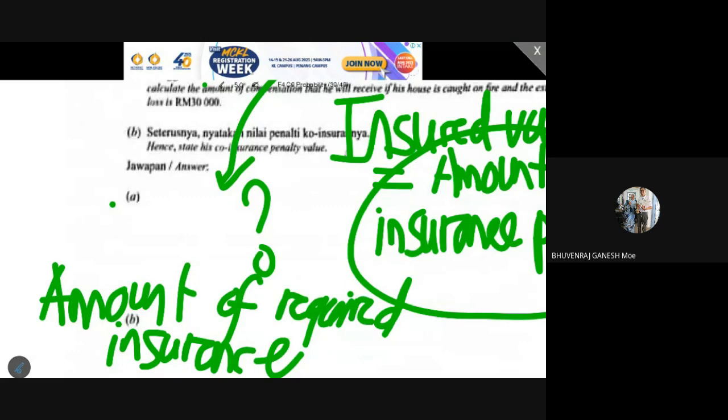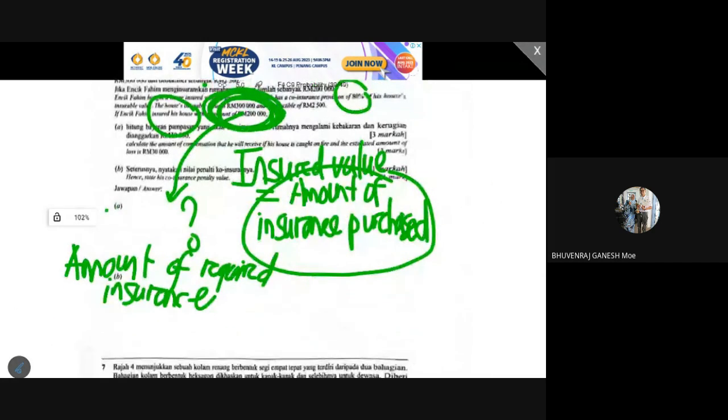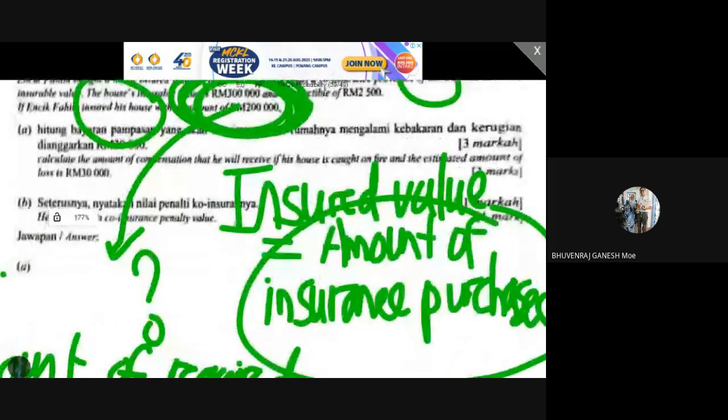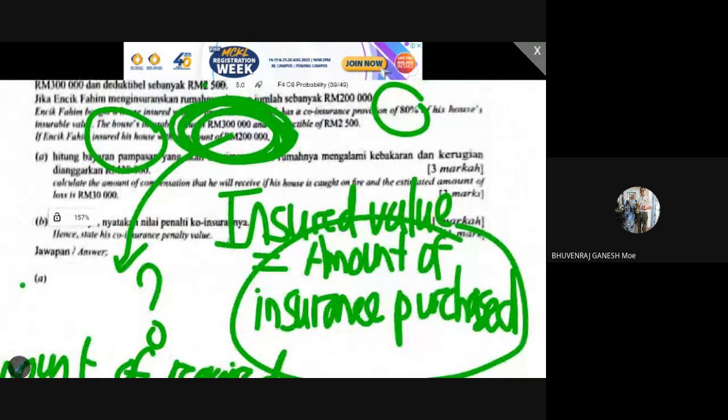Have you all seen this, guys? Amount of required insurance? Seen, right? Okay, so these are the two things that I want here. Yang perlu dibayar. Oh, dalam BM is yang perlu dibayar. Okay? Jumlah insurance yang perlu dibayar. Okay, so this is the one. So then they ask amount of compensation.